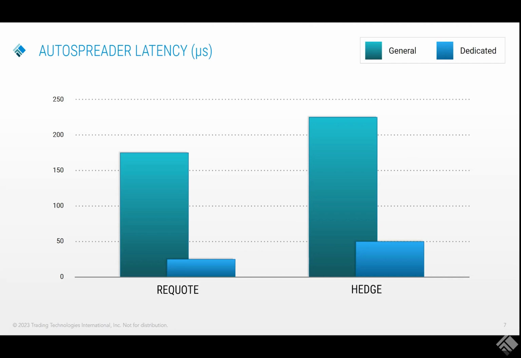So here you can see order spreader latency shows requotes at 175 microseconds and hedges at 225 microseconds on standard. But if you're on TT Prime, you come down significantly. With TT Prime, it requotes at 25 microseconds and hedges are at 50 microseconds. So there's a great benefit, especially for anything that you're doing with ARB. If there's an opportunity where you really need to be more latency sensitive in the market with your Autospreaders, you should be looking into TT Prime.